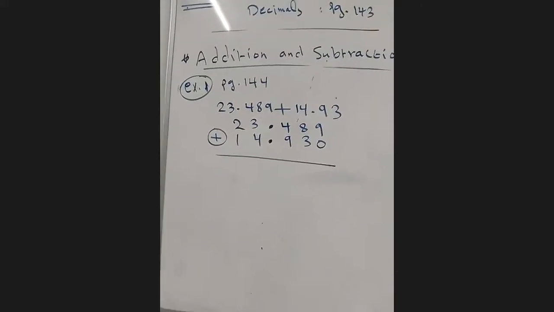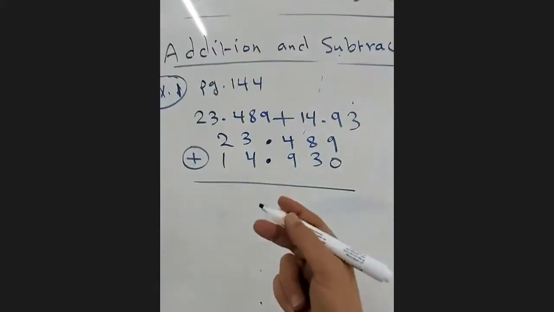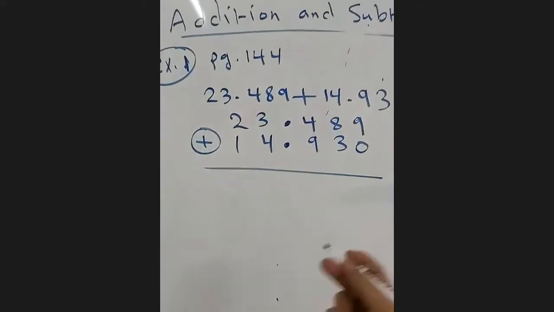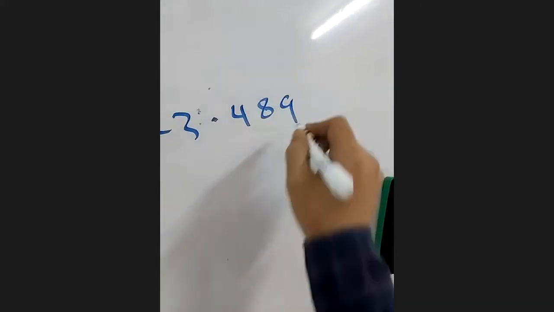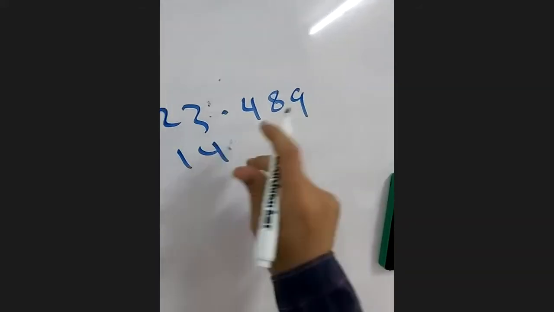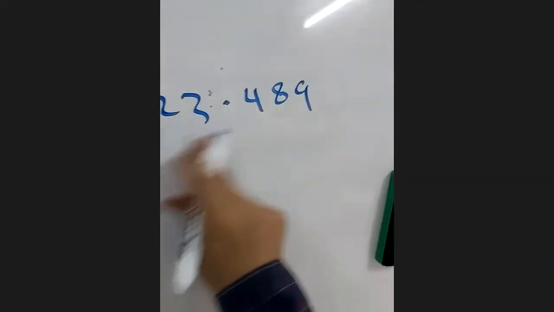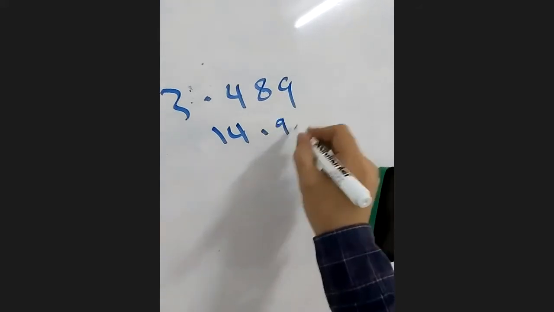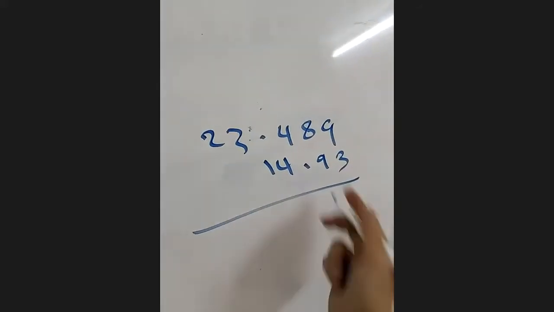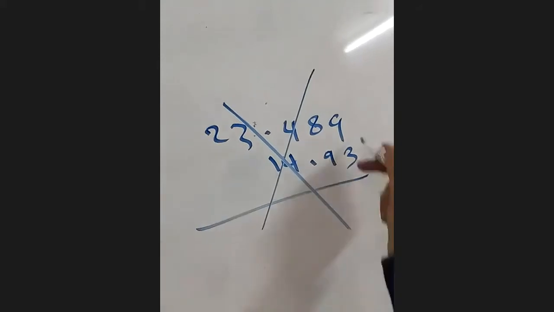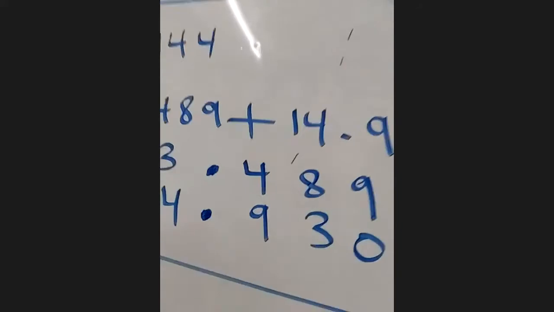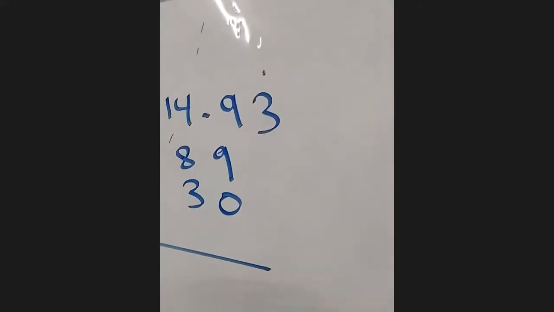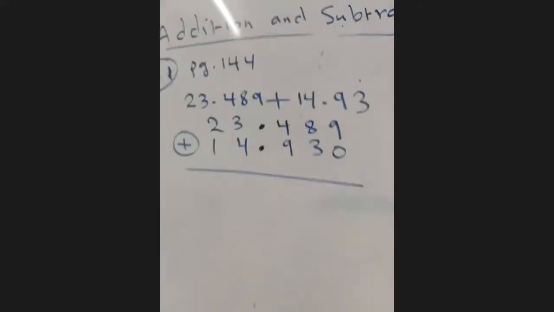If you align the digits well, guys, then the process is very easy. Do not write it like this, 23.489 and 14.93, misaligned. This is wrong. Even if you add correctly, the answer will be wrong. Align very well. Decimal over decimal, digits to the left and to the right, in the same positions.